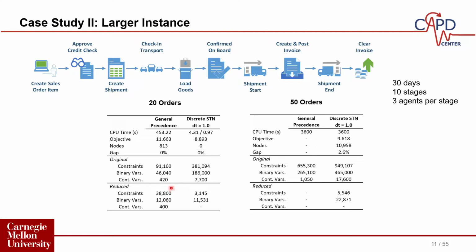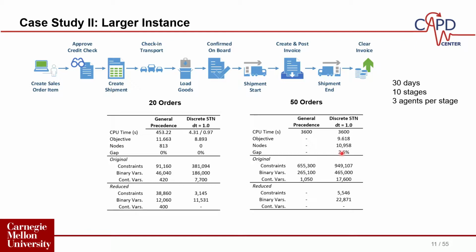However, when we increase the size to 50 orders, due to the lack of tightness in the linear programming relaxation, the general presence model suffers and it times out after an hour, whereas the discrete time STN model finds a solution with a 2.6% optimality gap.